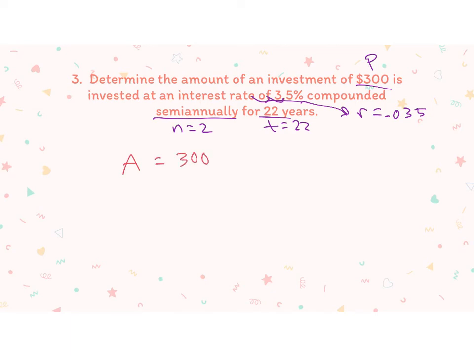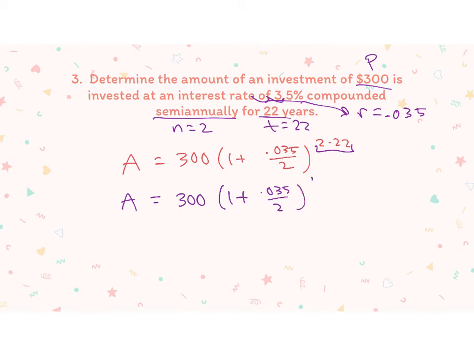So I've got 300 times 1 plus 0.035 divided by 2 raised to the 2 times 22 power. Again, I like to take care of this first. So I'm going to have A is equal to 300 times 1 plus 0.035 divided by 2, raised to the 44th power. Here's where I use those keystrokes. So this is how I will type this in. I'm going to take the first one, 0.035 divided by 2, and hit equals.